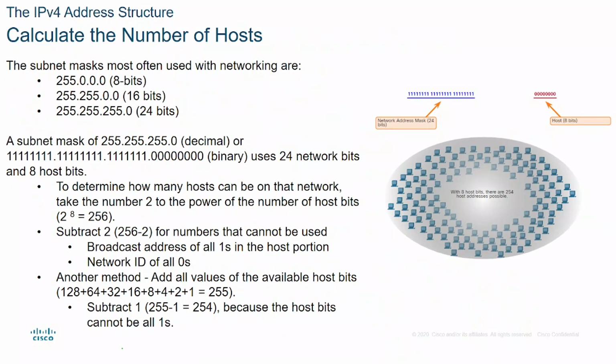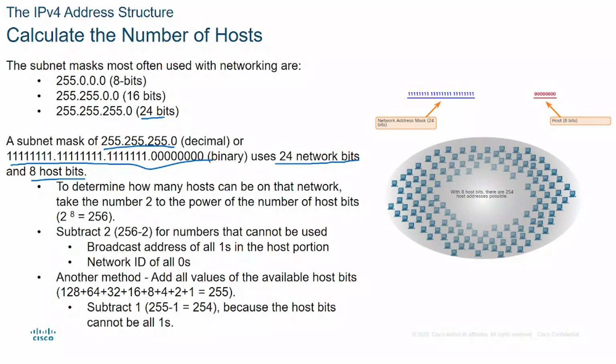So how do you calculate the number of hosts? For example now, how do you calculate how many hosts are on a particular network? So now we have this. 255.0.0.0 is 8 bits. 255.255.0.0 is 16 bits. 255.255.255.0 is 24 bits. So a subnet mask of 24 bits, this is in decimal. Remember that this is the same thing as having this. It uses 24 network bits and 8 host bits.